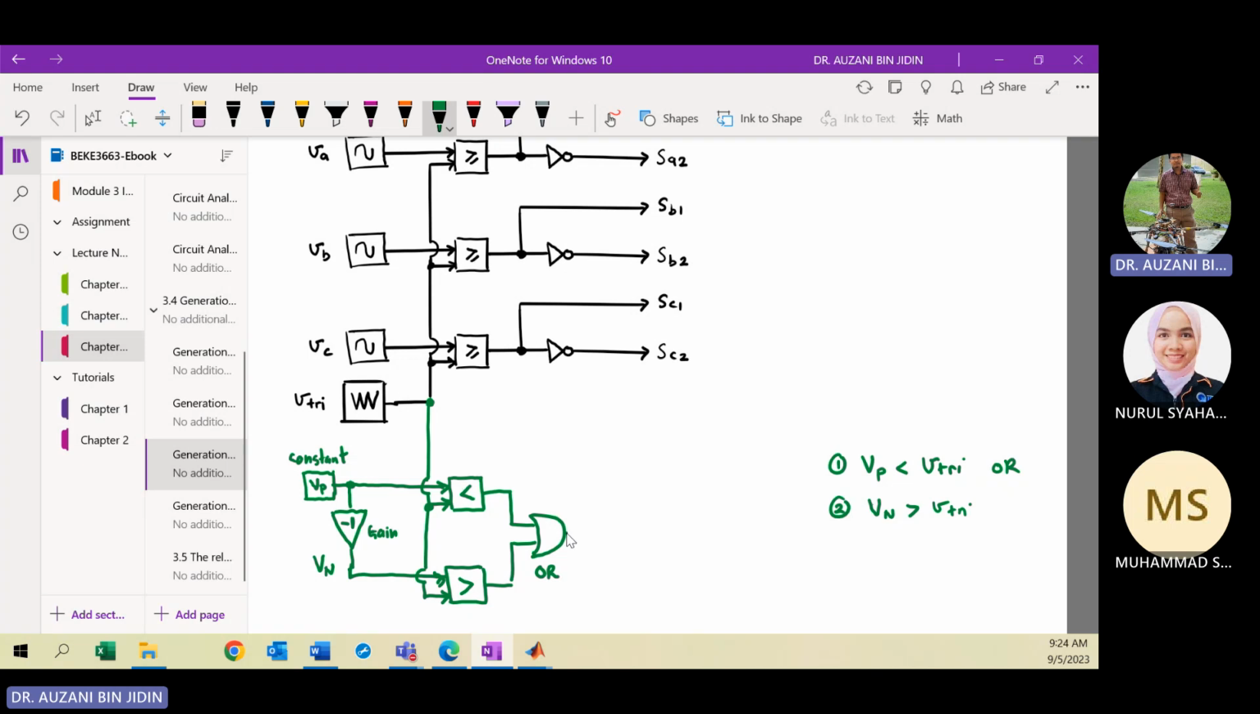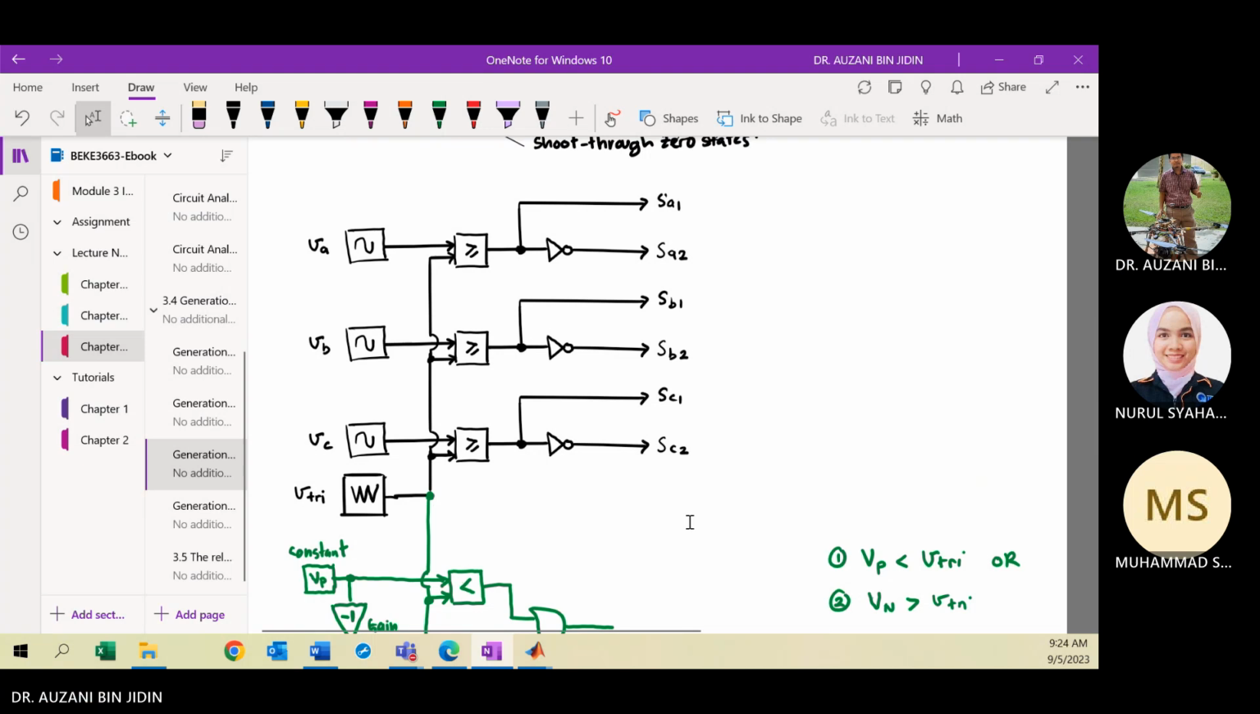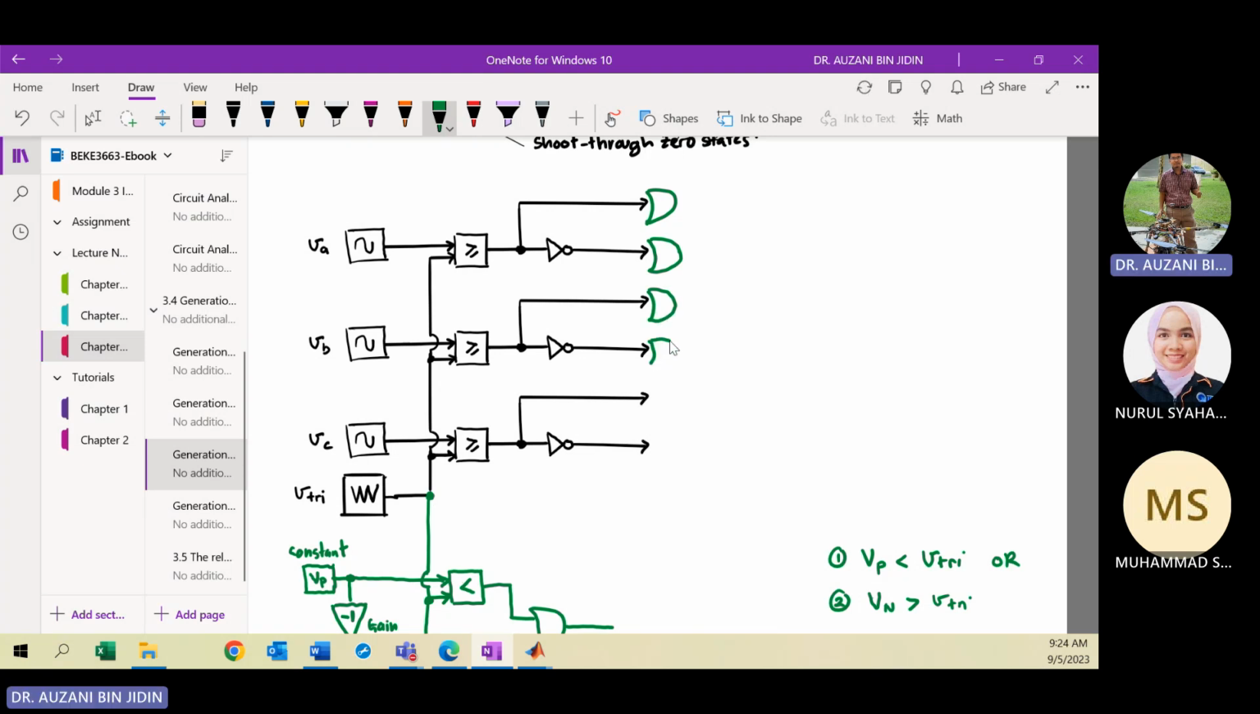So then for the output here, firstly you need to erase this one first. Maybe you put the OR gate here. So you should put the OR gate here. First OR gate. Is it right? Second. You look at it properly.